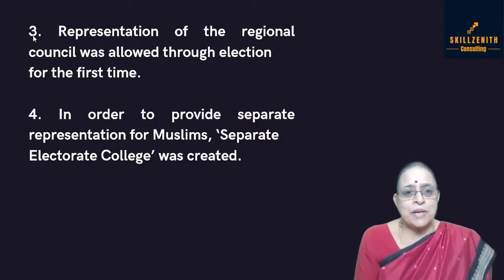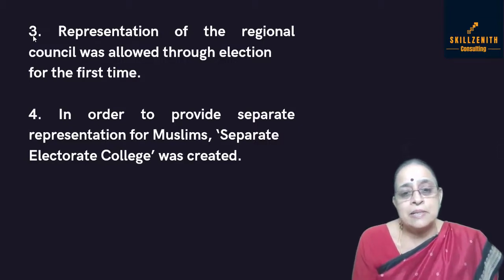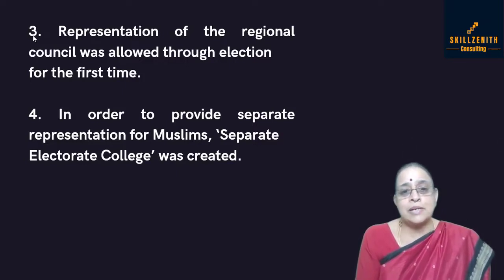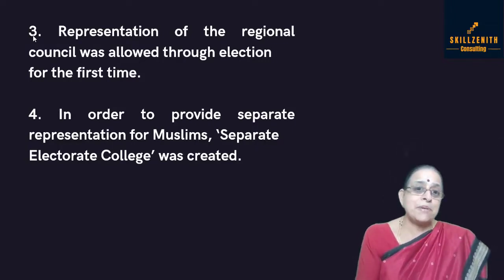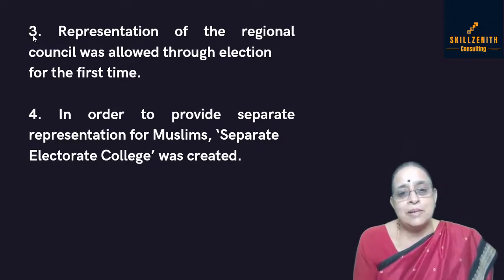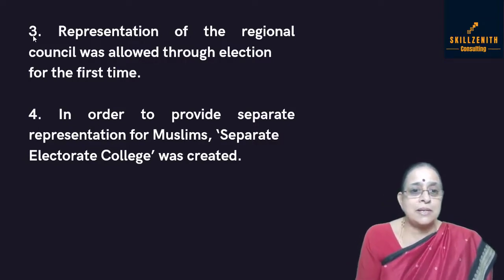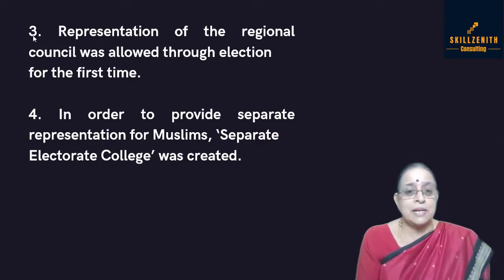In order to provide separate representation for Muslims, a separate electorate college was created. This is a very important point to be noted. Britain never wanted Muslims and Hindus to unite. ಆಗ್ಬಿಟ್ಟಿದ್ರೆ ಏನಾಗ್ತಿತ್ತು ಅಂದ್ರೆ the Britain could not rule such a vast country. ಯಾಕೆಂದ್ರೆ ನಾರ್ತ್ ಅಲ್ಲಿ ಸುಮಾರು ಮೊಘಲ್ ಎಂಪೈರ್ ಅಲ್ಲಿ ಸೋ ಮೆನಿ ಮುಸ್ಲಿಂ ರೂಲರ್ಸ್ ವರ್ ದೇರ್. ನಾವು ಅವರು ಯುನೈಟ್ ಆಗಕ್ ಬಿಡ್ಲಿಲ್ಲ.